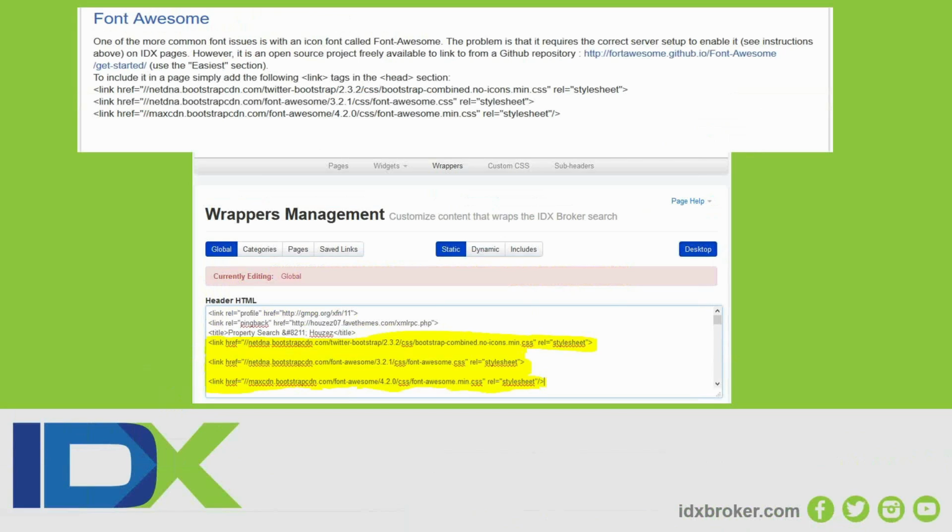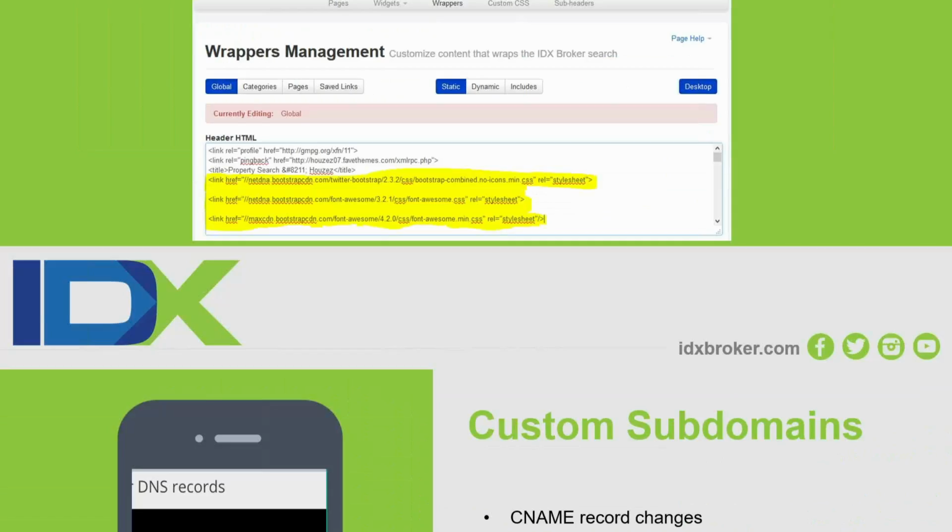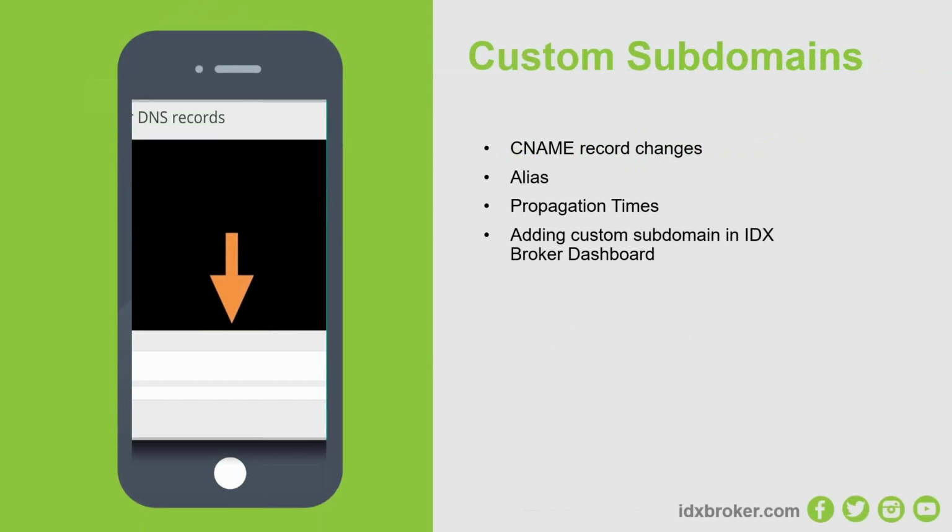Typically, if it's not a Font Awesome issue, any kind of Icomoon or Elegant font, which again are typically the font issues that we have, should resolve itself once you modify that htaccess file, save it, and then refresh your screen. You may need to clear your browser cache and cookies to see changes reflected, so please keep that in mind. So next, we're going to go over custom subdomains.